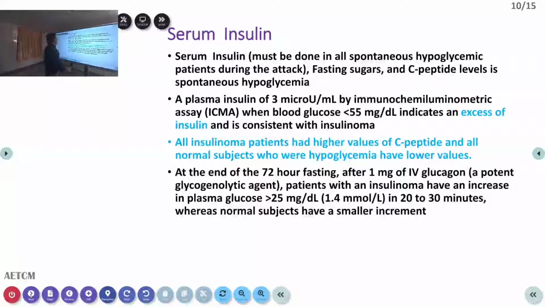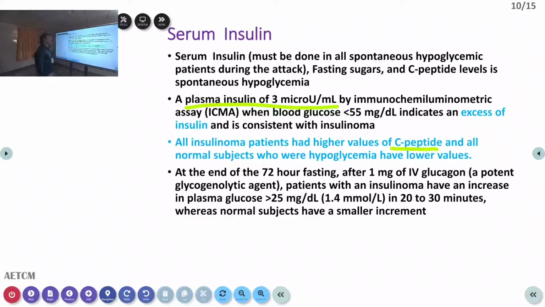One is serum plasma insulin level. That is very important. Other one is C-peptide. C-peptide should also be taken. All insulinoma patients have higher values of C-peptide, and all normal subjects who have hypoglycemia have lower values. Suppose you are giving insulin and the patient develops hypoglycemia, the C-peptide will be normal.